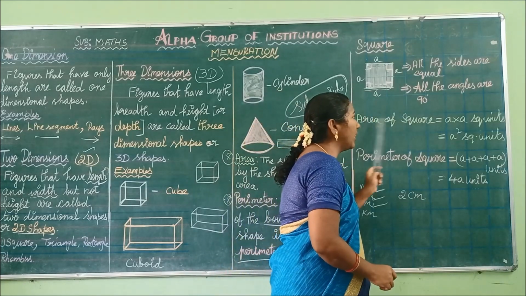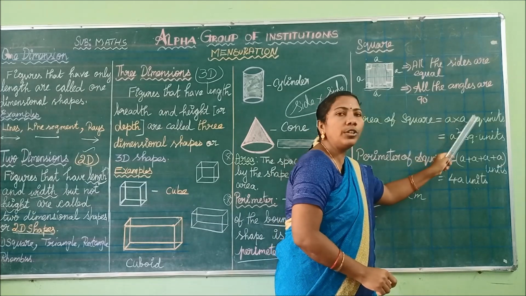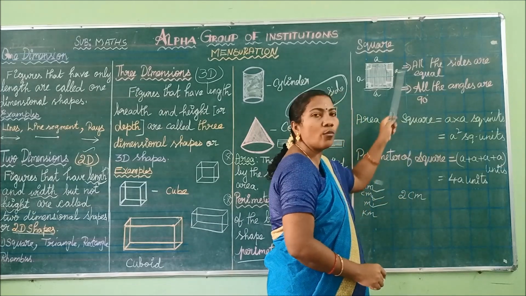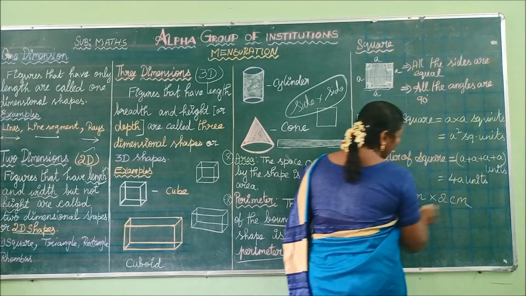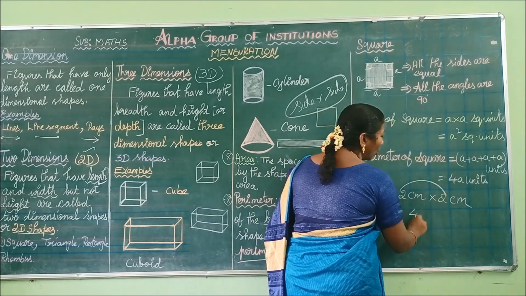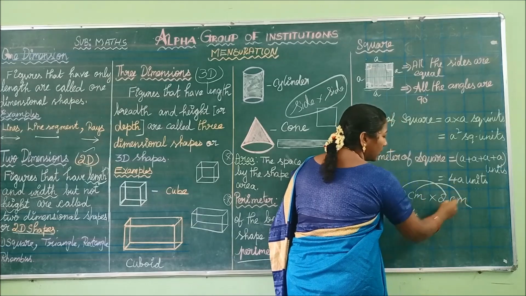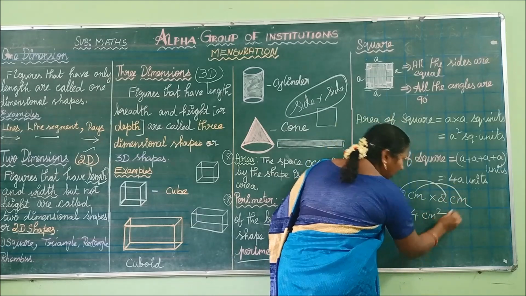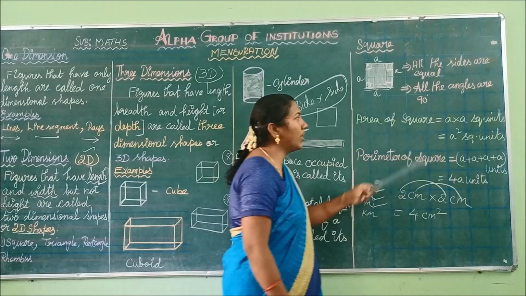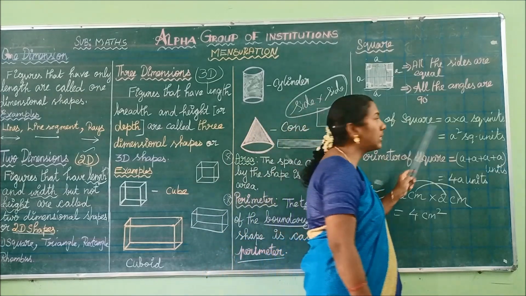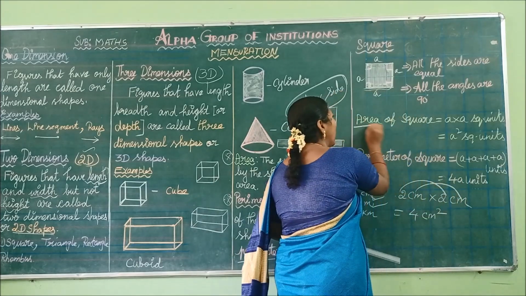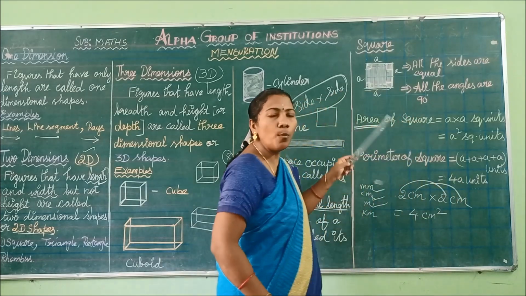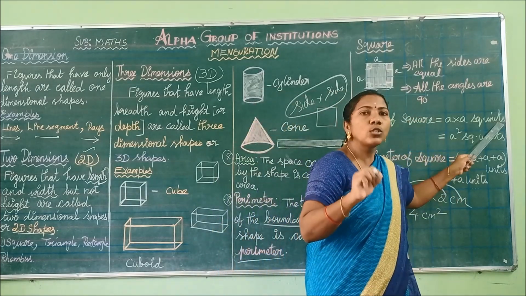So what is the formula for area of a square? a into a. That is, we have to multiply the 2 of each side. So 2 centimeter into 2 centimeter. So 2 into 2 is 4. How can you multiply centimeter into centimeter? You have to write centimeter square. That's why we write area of square as a square square units. It means if you write the area of any shape, you must write the unit as square units.